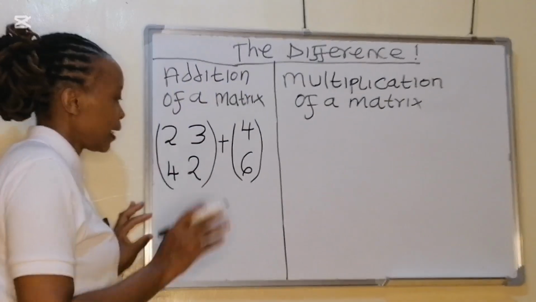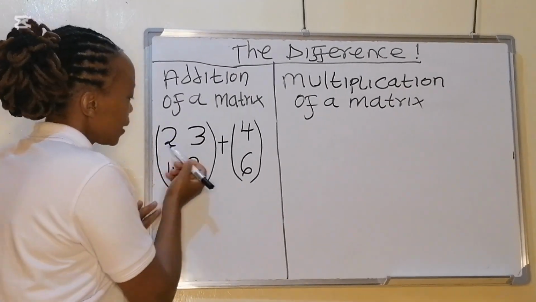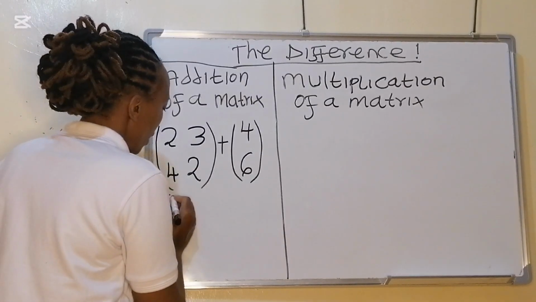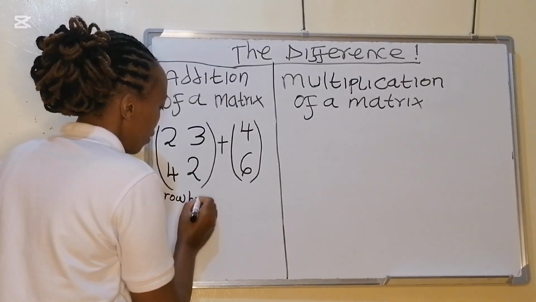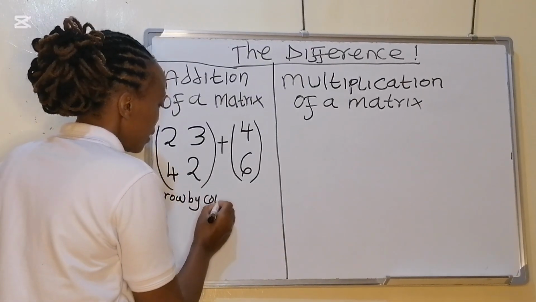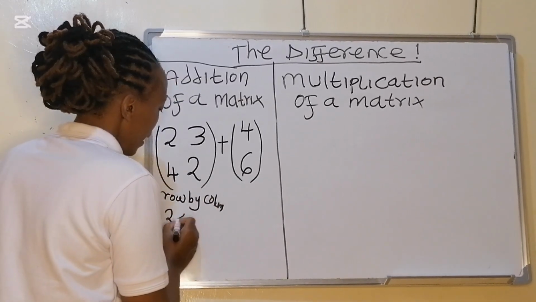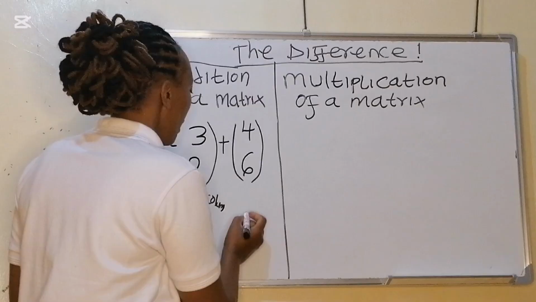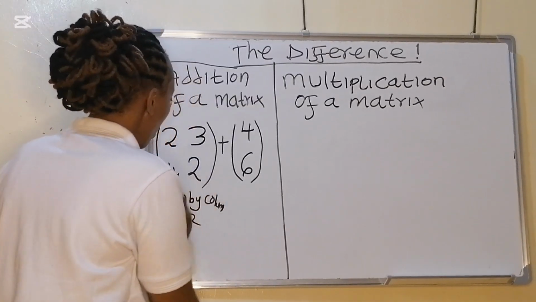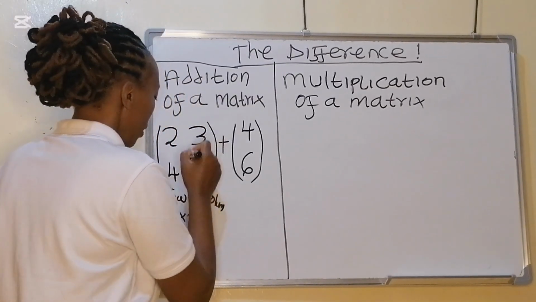Okay, you are there. Let us read this matrix. It has how many rows? It is row by column. Row by column. Let's read the first matrix. The first matrix is 2 by 2. The second one has 2 rows and 2 columns.